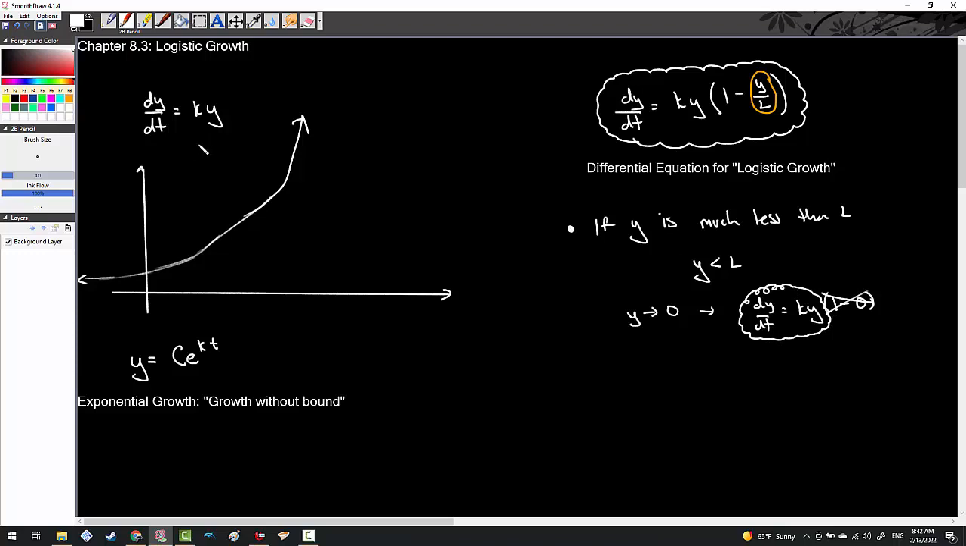So if the relationship between y and L was small, you'd end up with exponential growth, because this piece inside the parentheses would effectively go to 1, and multiplying by 1 doesn't change anything.